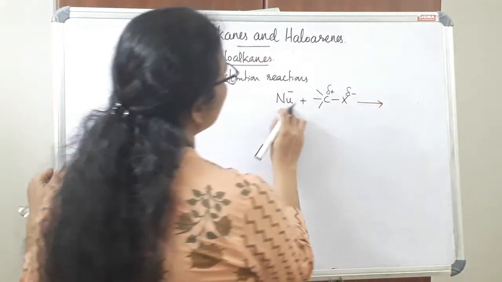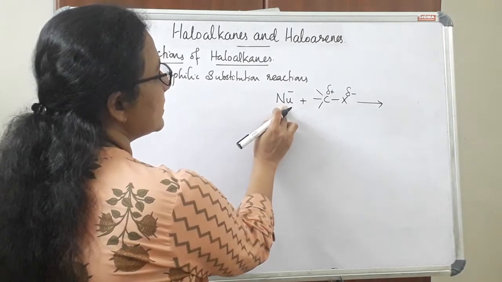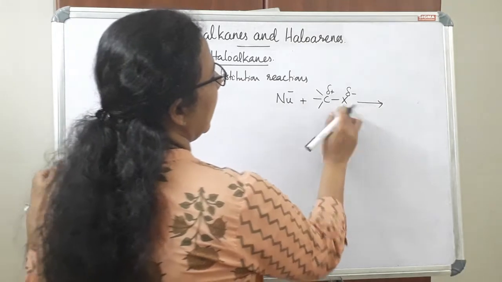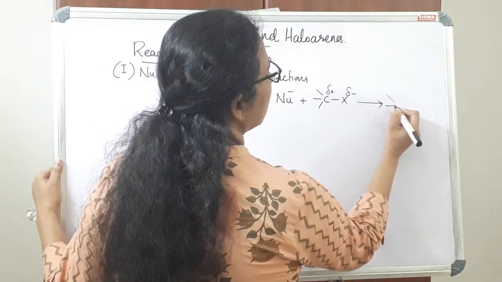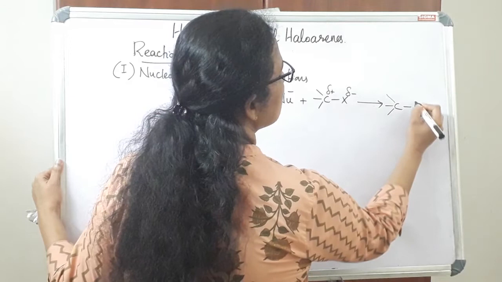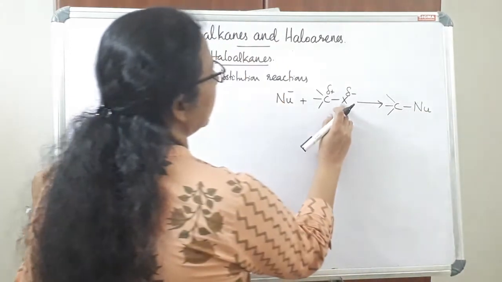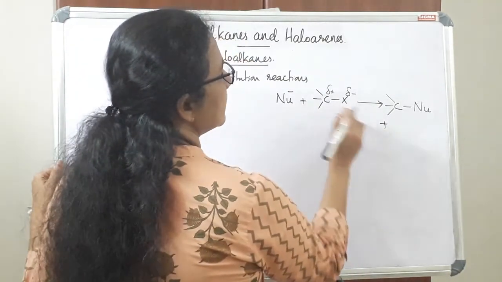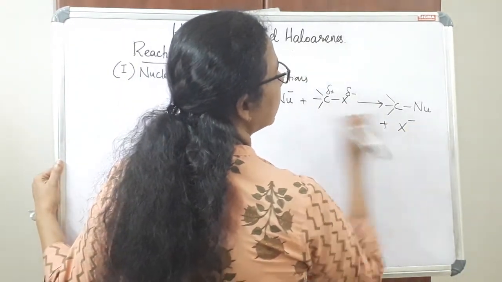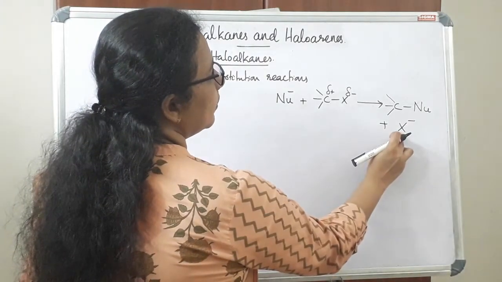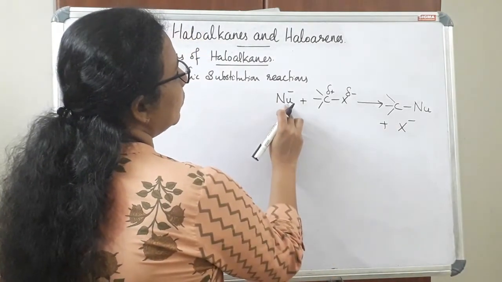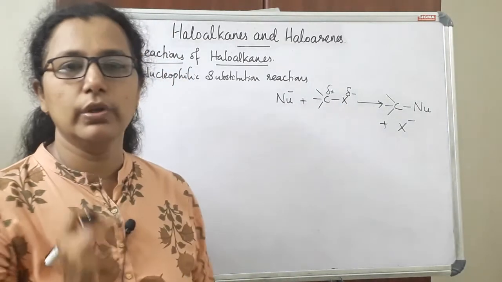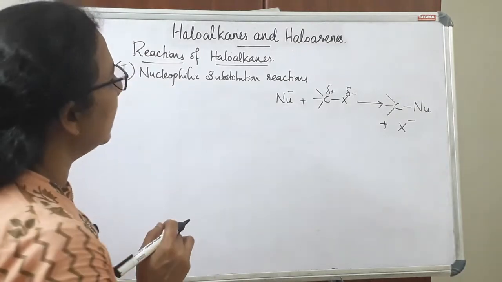In the presence of nucleophile, the nucleophile initiated a substitution reaction. So this nucleophile is substituted in place of halogen and we will get a product like this. This will be the main product. Nucleophile is substituted here and halogen is departed as halide ion. So this is the representation of nucleophilic substitution reaction of alkyl halides.